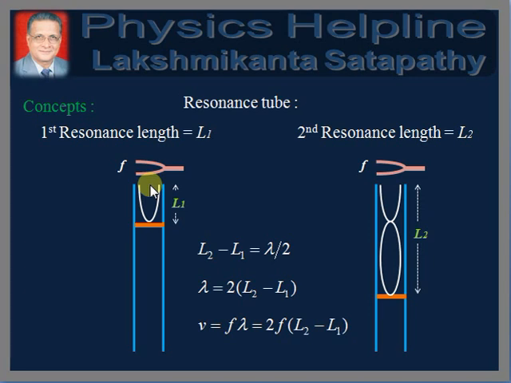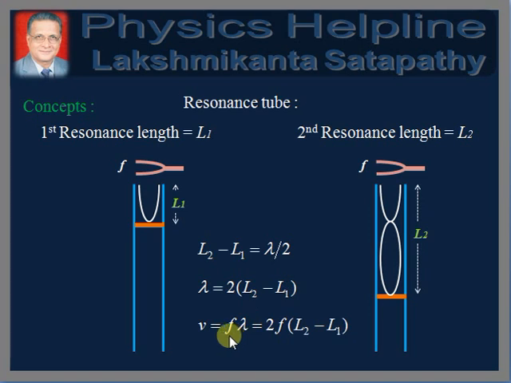For the first resonance, you can see that the open end has an antinode and the closed end has a node. In the second resonance, the open end has an antinode, the closed end has a node, and there is an additional node in between. So the second resonance length contains 1.5 loops, and the first has only half a loop. Therefore, the difference L2 minus L1 is equal to the length of one loop, which is half a wavelength. Therefore, we write L2 minus L1 is equal to lambda by 2. Therefore, lambda is equal to 2 times (L2 minus L1).